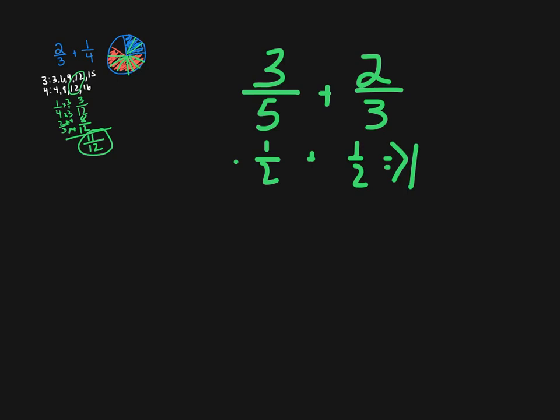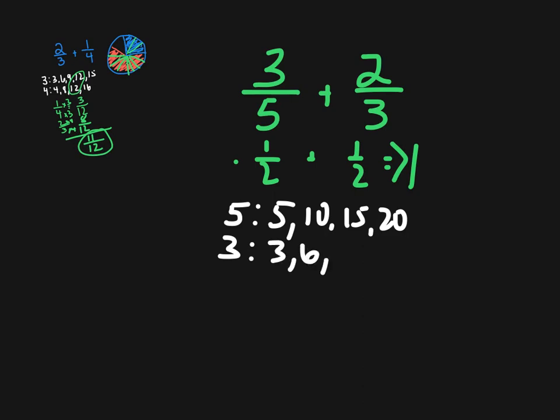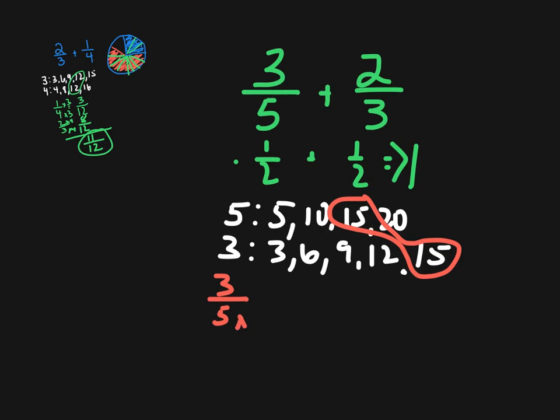I'm going to go ahead and find a common denominator. So I have 5 and 3. So in this case, I have 5, 10, 15, 20, and 3, 6, 9, 12, 15. At this point, I can stop because I see that they both have 15. So now what can I multiply by 5 to get 15? It is 3, but if I do it to the denominator, I have to do it to the numerator. So 3/5 is the same as 9/15.